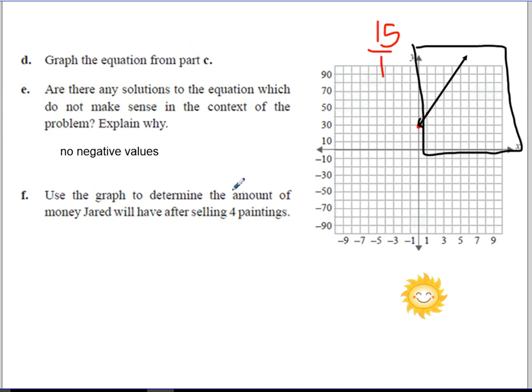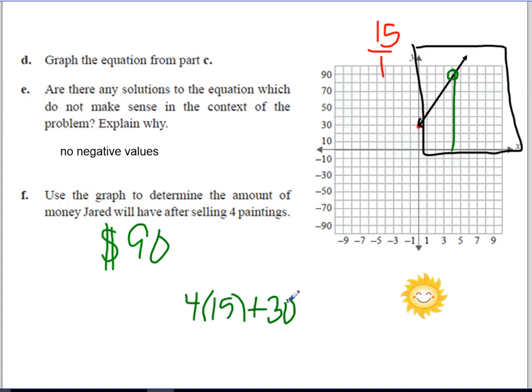And it says use the graph to determine the amount of money Jared will have after selling 4 paintings. So if we go over to 1, 2, 3, 4 paintings, we're up here, which is at $90. So again, we mathematically could have done that because 4 paintings times $15 each gives us $60 plus the $30 that he started with. But notice we didn't need to use that because we can look at our graph to determine that.